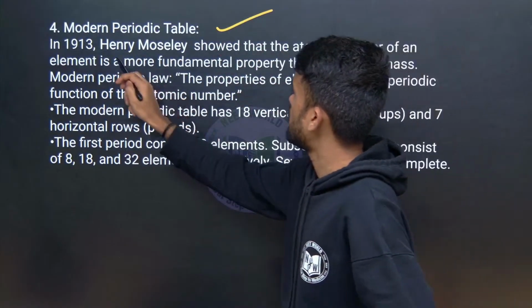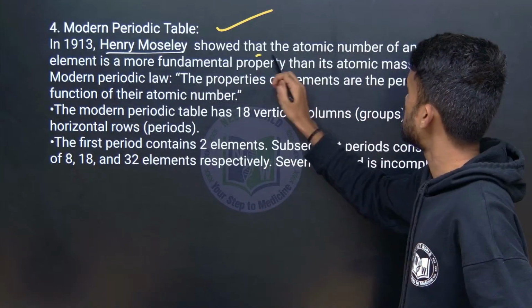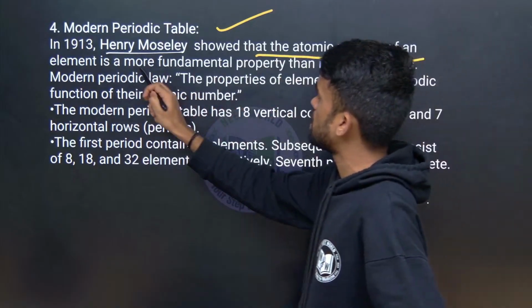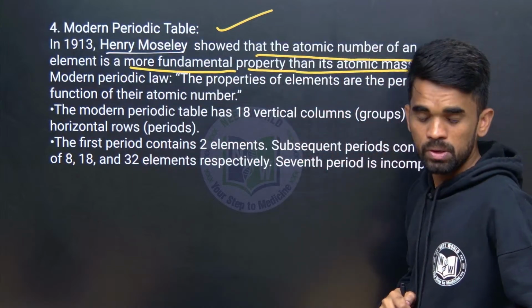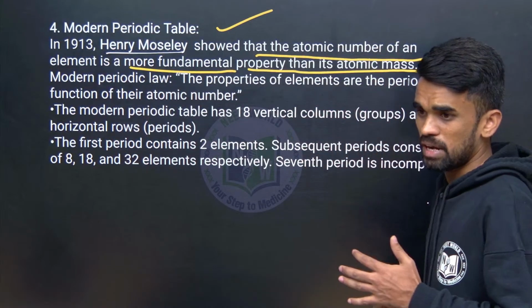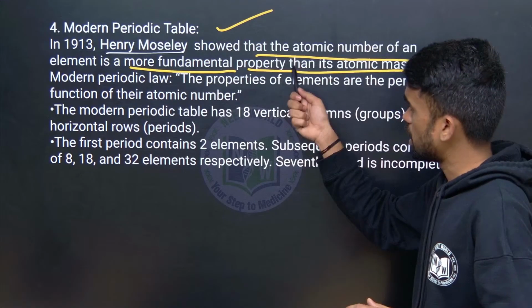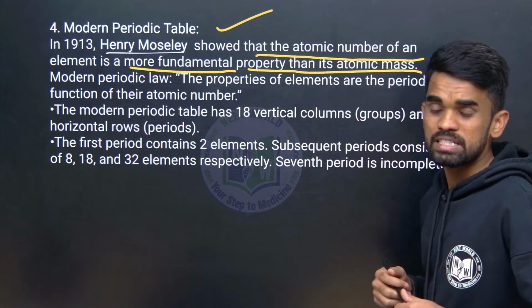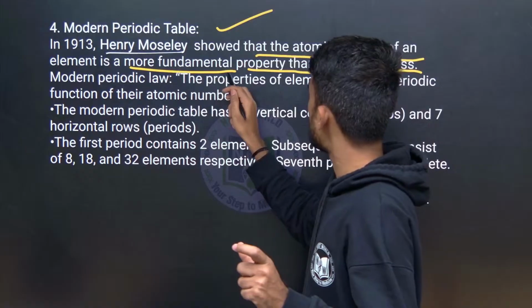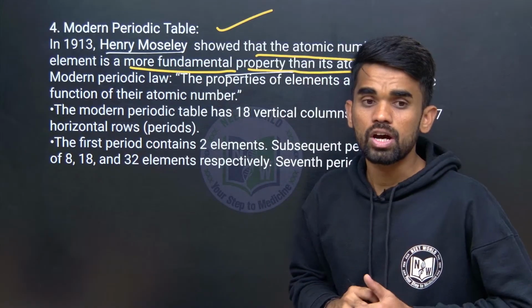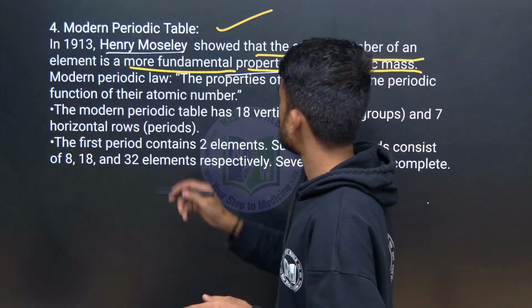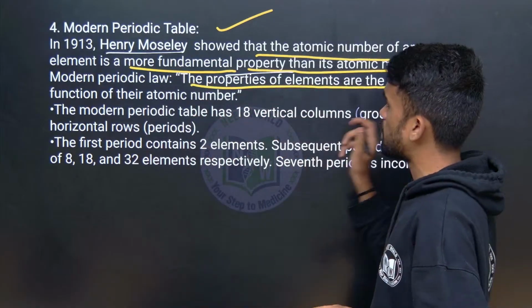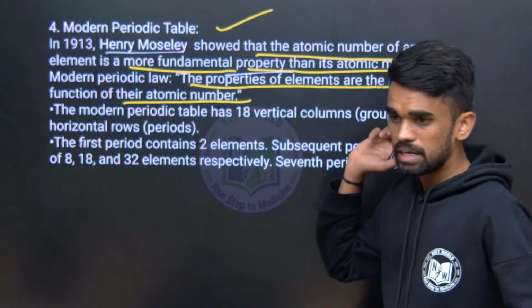Henry Moseley showed that the atomic number of an element is a more fundamental property than its atomic mass. He used the X-ray diffraction method and then concluded this. Now, what is the fundamental property here? He considered the fundamental property to be the atomic number, not the atomic mass. So the properties of elements are a periodic function of their atomic numbers.